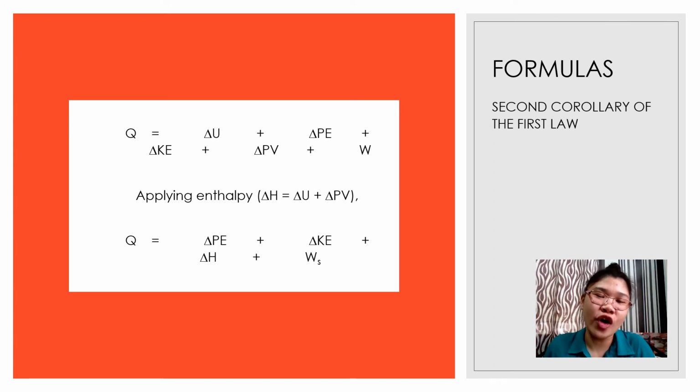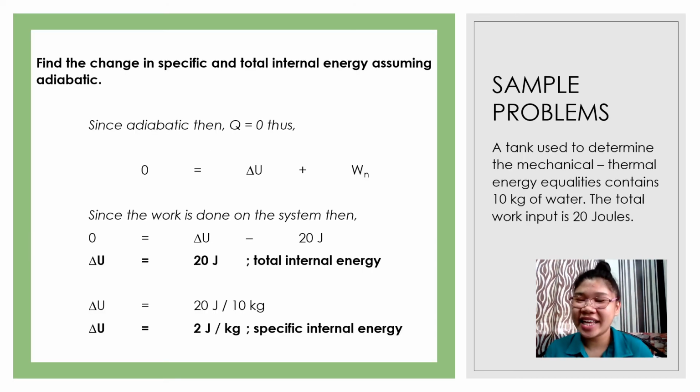Note that for a typical turbine, the overall change in kinetic energy is so small, almost negligible, such that it is usually neglected. And for systems with perfect insulation, heat may be neglected. So please take note of that. I think that is more than enough for the formulas for the laws of thermodynamics. Now we proceed to the sample problem.